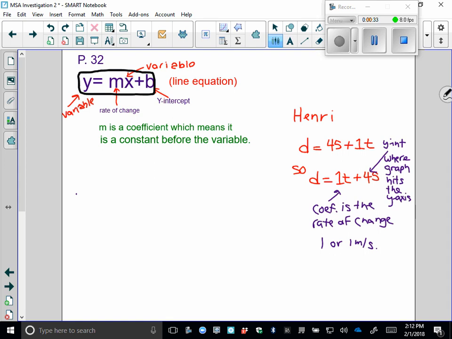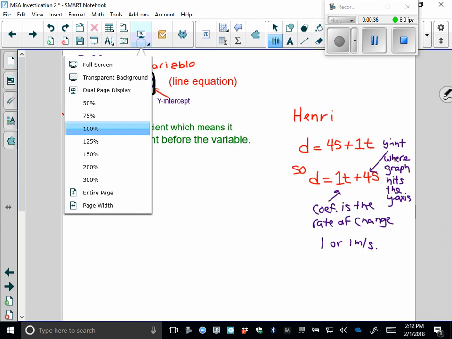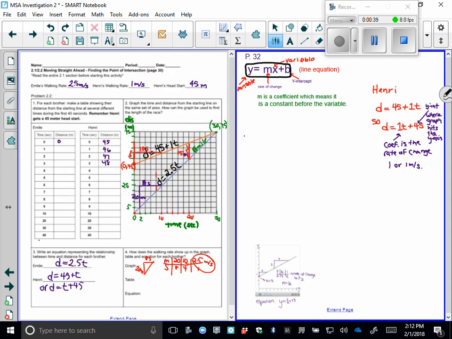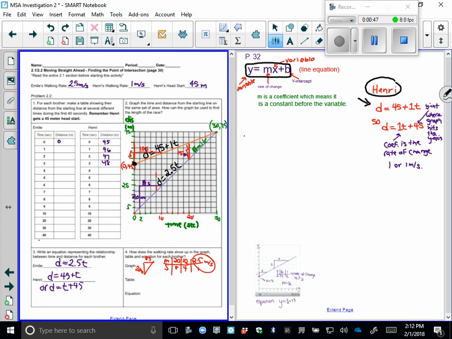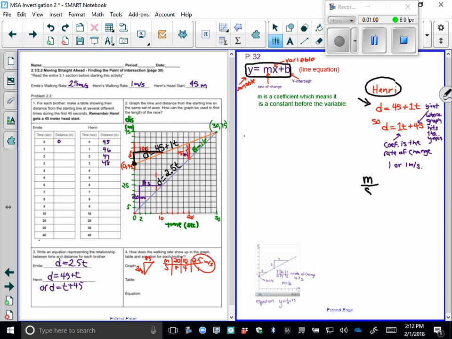So Henry's graph over to the left has this equation here. You guys see that? Right? He starts at 45 meters because he gets a head start. And then he goes up 10 meters for every 10 seconds. And so his rate of change is 10 meters for 10 seconds. And so that ends up being just 1 meter per second. That's his rate of change. So thumbs up, thumbs down on that.